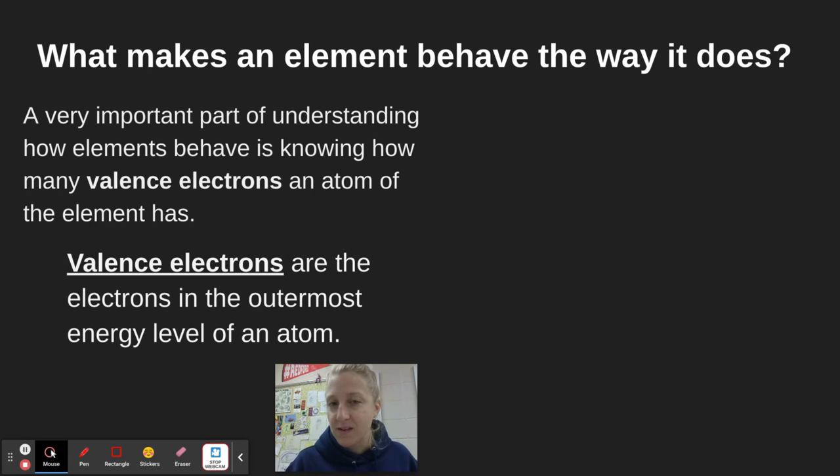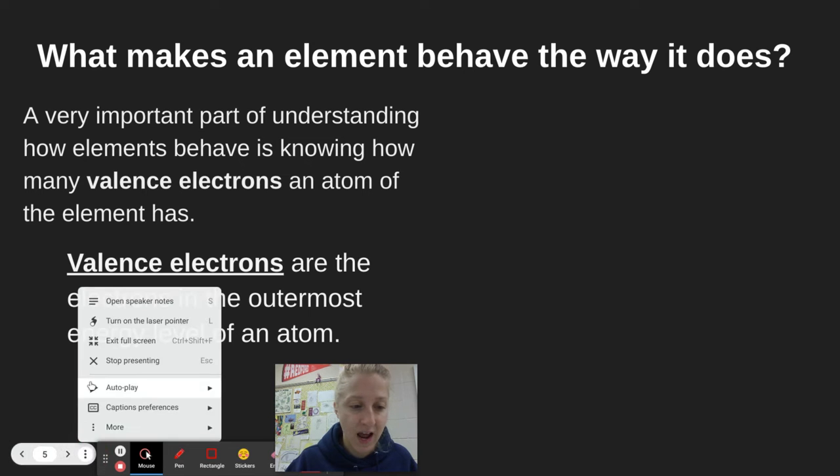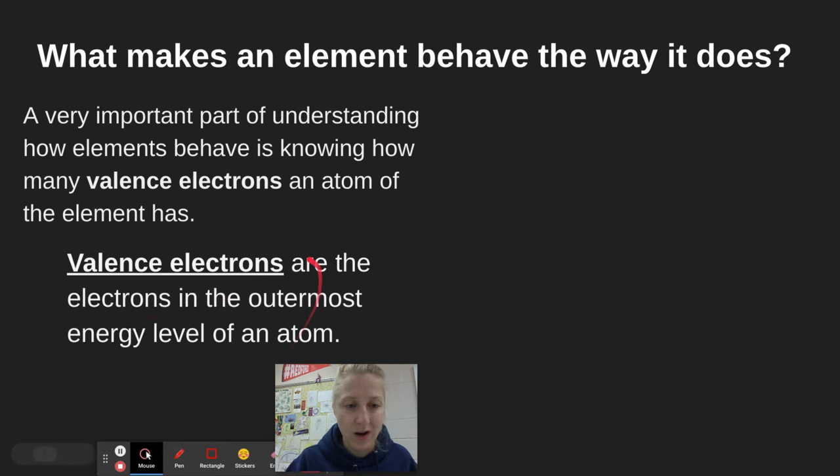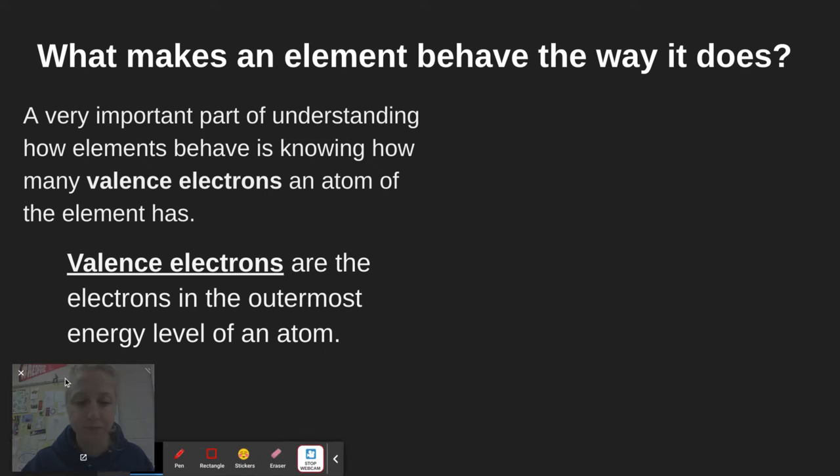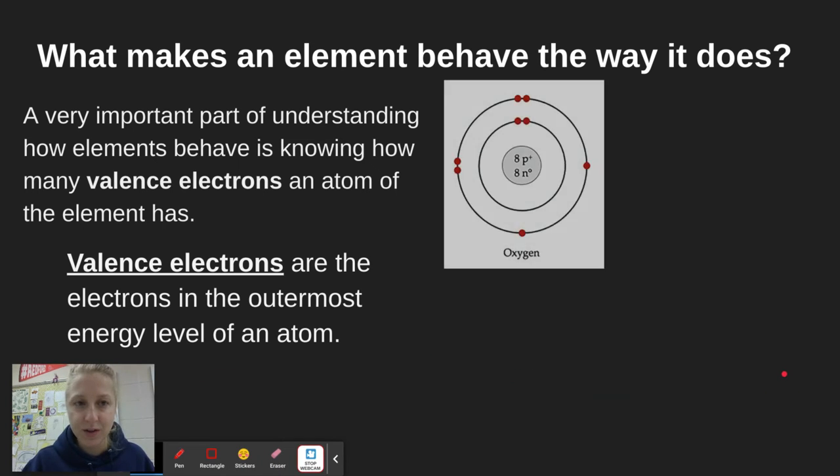What makes an element behave the way it does? This is a super important thing that we've talked about a little bit off and on. We've talked about valence electrons. Well, the way an element behaves is determined by how many valence electrons it has. So first off, let's go ahead and write down that definition of valence electrons. Valence electrons are the electrons in the outermost energy level of an atom. And then let's look at a couple of examples.